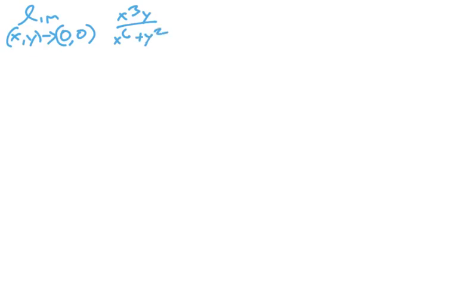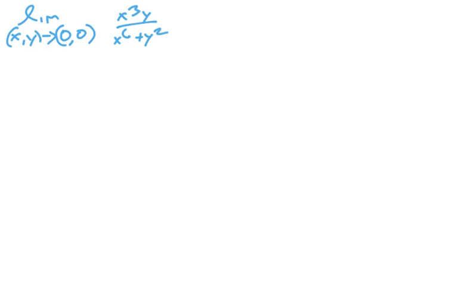And the reason this one's a little trickier is because you have to pick kind of a weird path. It doesn't matter what path you come in on, as long as they are two different paths and you get two different values, then you've shown that the limit doesn't exist. So I can prove that this limit doesn't exist.